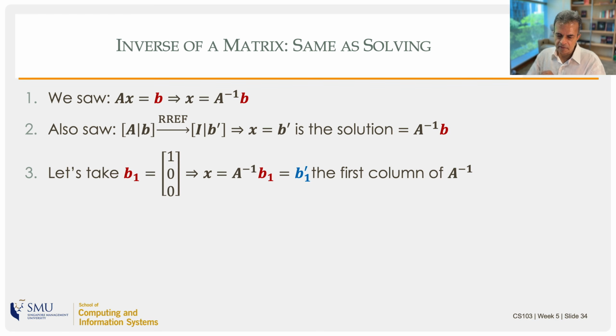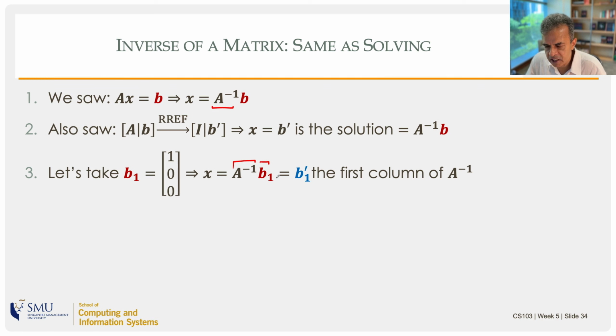Now let's take a special B, B1, which is a column matrix (1, 0, 0). So in our equation here, Ax equal to B, I'm taking a special B, which is just the first column of the identity matrix. So what happens to my solution? We know that our solution is A inverse B, so it is A inverse B1. And what's B1? B1 is (1, 0, 0).